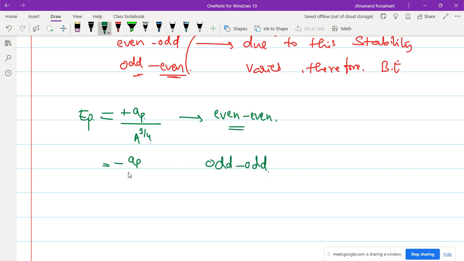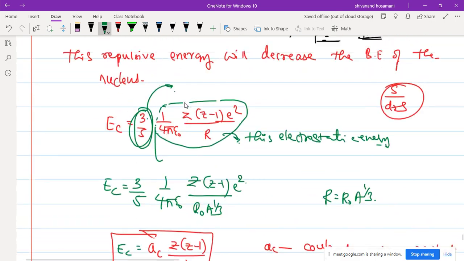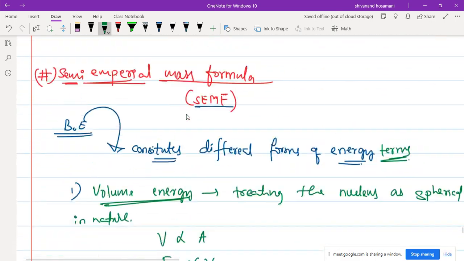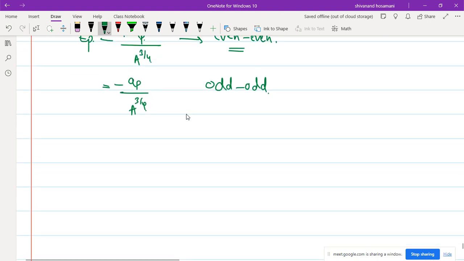Hence, this binding energy is going to have all these five types of energies. This will be 0 in the case of odd-even, and 0 in the case of even-odd. So in the even-odd and odd-even cases, this will be treated as 0.